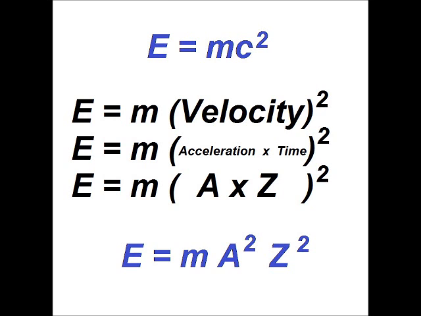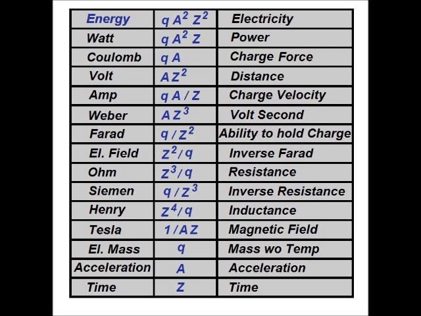times time squared. And now from the one true electrical energy equation, E equals qa squared z squared, and all its variations, we get each and every electrical unit: watt, coulomb, volt, amp, Weber, farad, electrical field, ohm, Siemens, Henry, Tesla, electrical mass, acceleration, and time.